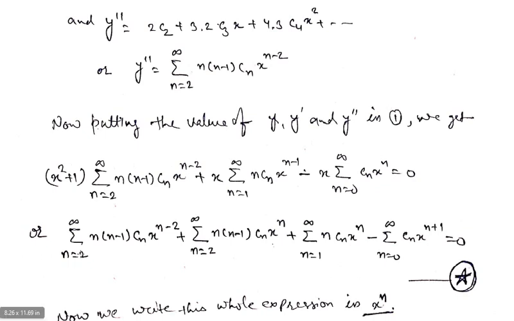Now what we do here is convert all these powers to x raised to power n. We write x raised to power n minus 2 in terms of x raised to power n. This one is already written in the form of x raised to power n. Now this x raised to power n plus 1, we will write in the form of x raised to power n. For that we use some suitable changes.